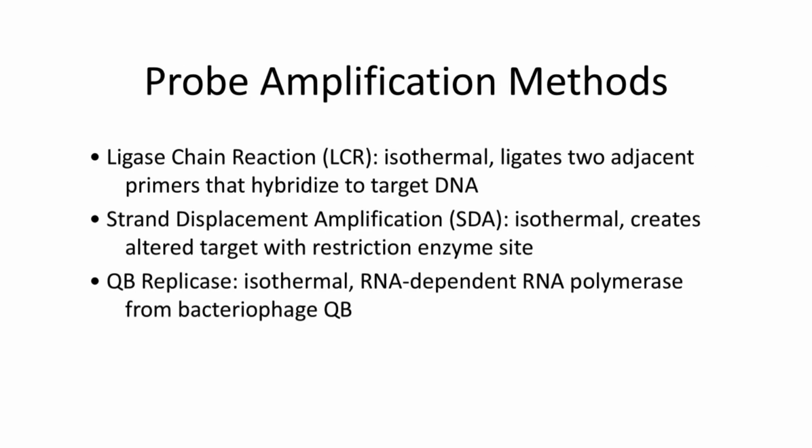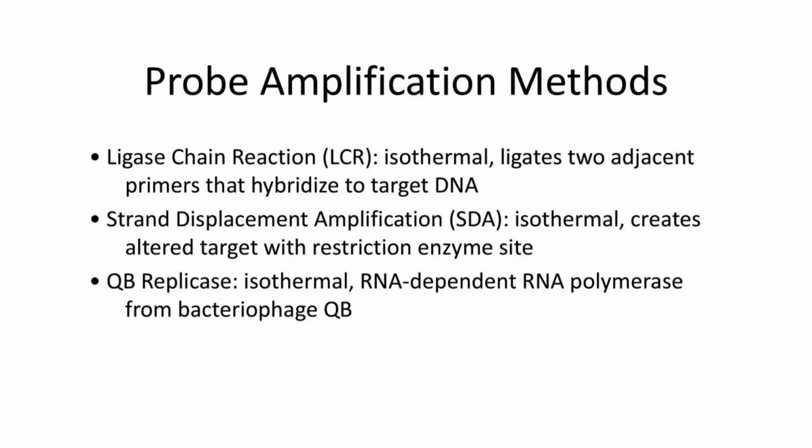Let's review probe amplification methods and signal amplification methods. Starting with probe amplification methods. The first is the ligase chain reaction, or LCR. This is an isothermal method, meaning it runs at a constant temperature. It works by ligating or joining together two adjacent oligonucleotide primers. These primers hybridize to one strand of the target DNA, allowing for amplification.